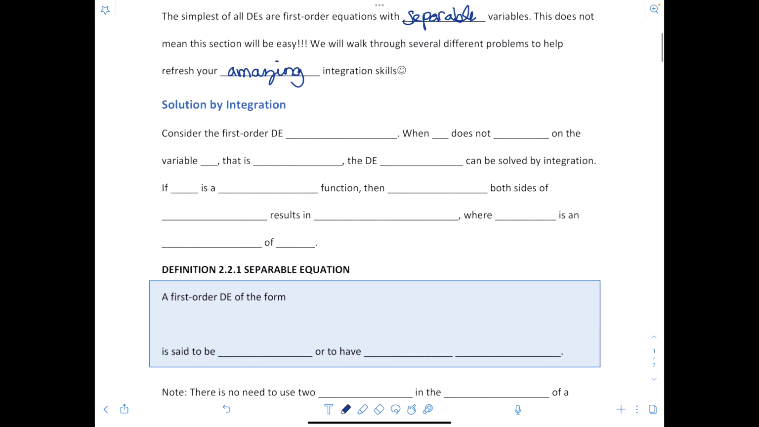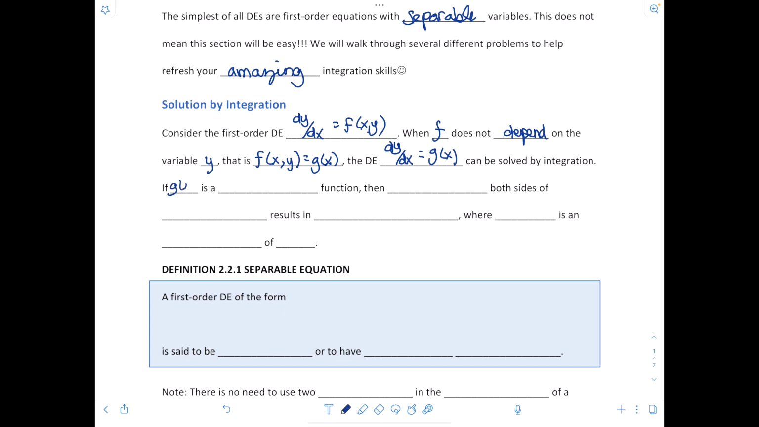Solution by integration. Consider the first order differential equation dy/dx equal to some function f of x and y. When f does not depend on the variable y, so that f of x and y is some function g of x, it's like what you've done before in other calculus classes. The differential equation dy/dx equal to g of x can be solved by integration.